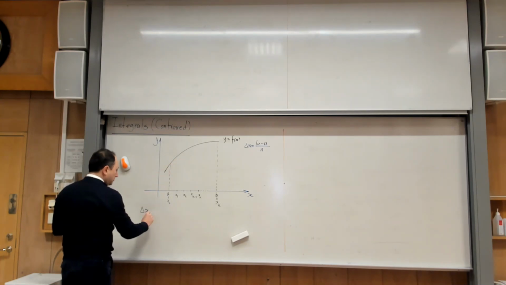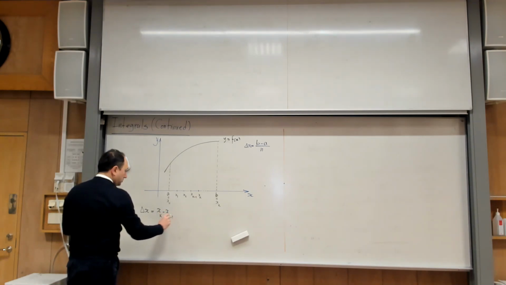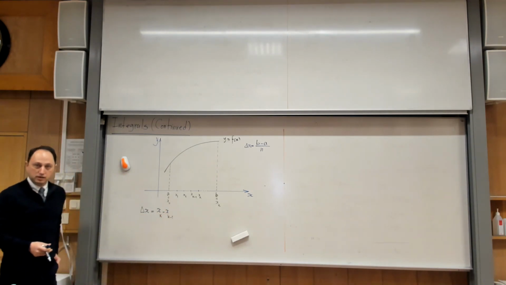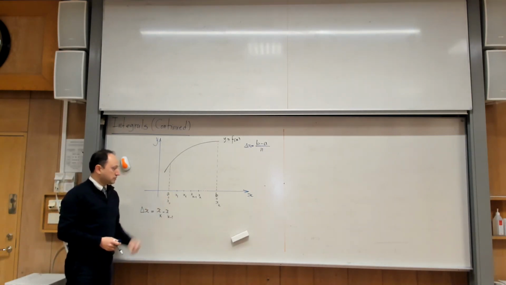If I ask you what delta x is, you can also write delta x is any x that you like minus its previous one. Do you agree? That is also another way to say delta x. x1 minus x naught is delta x.